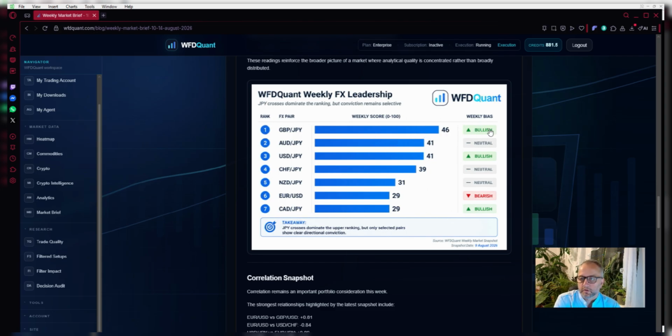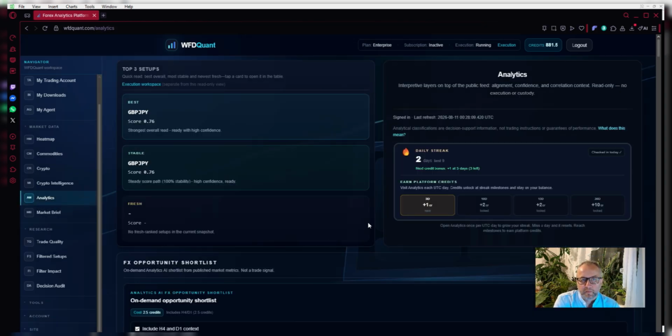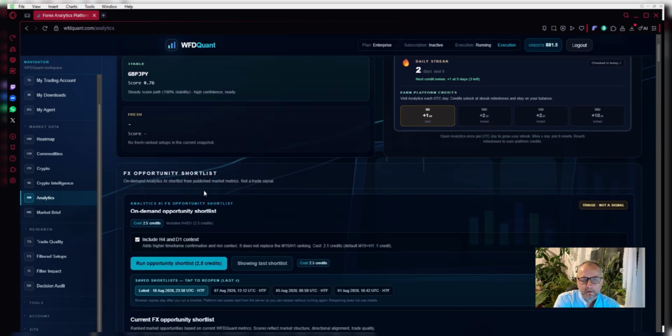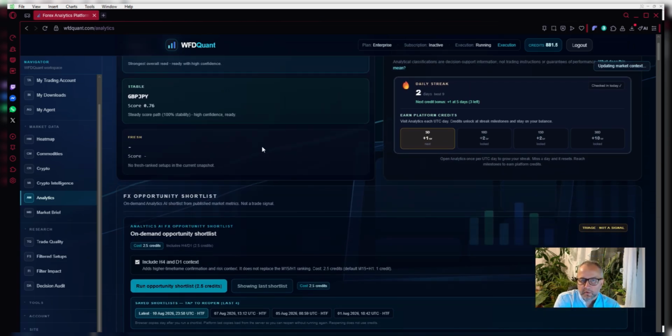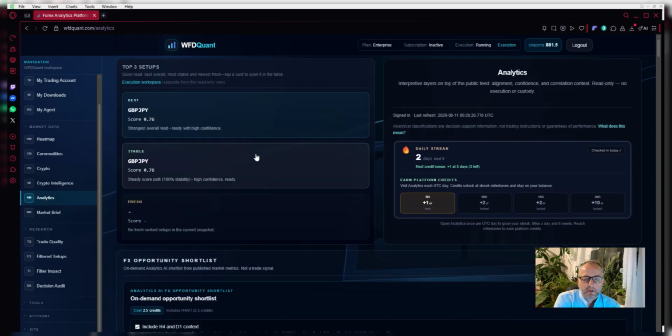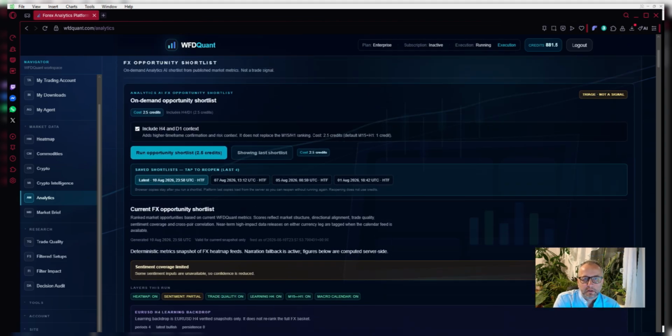Okay, it got a bullish bias and 46 points, which is the highest across all the 7 pairs. Based on that, I go to analytics, and here in the first view we can see the top 3 setups. The best is GBPJPY. And then, if that is not enough to convince me, because it's just simple information, I'm going to create the on-demand opportunity shortlist.